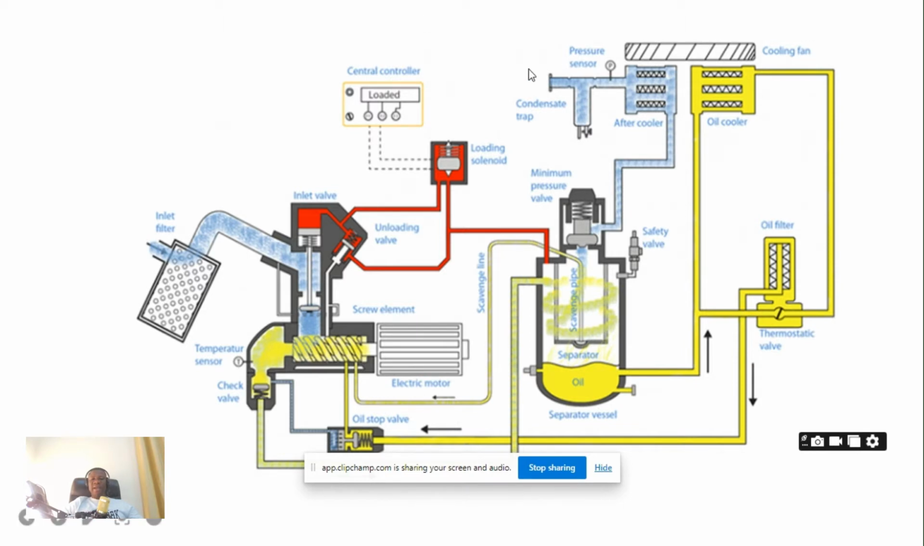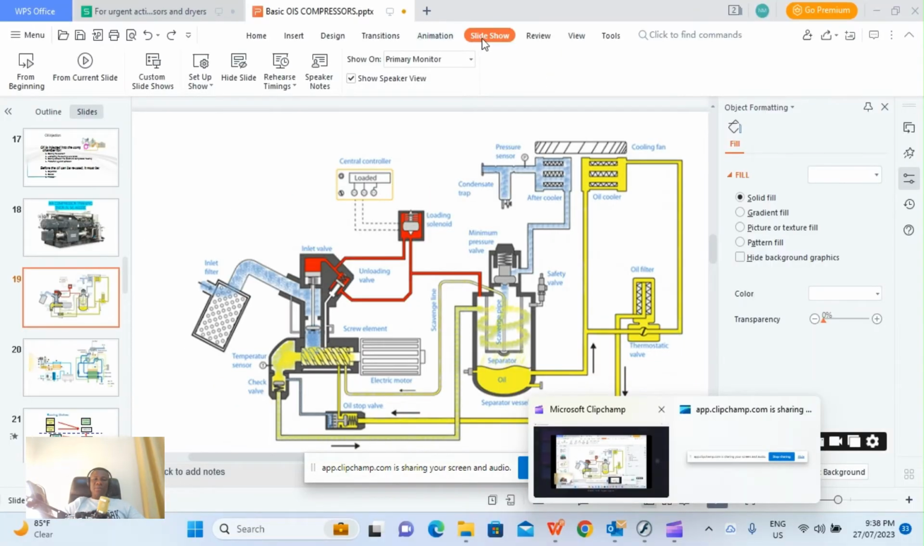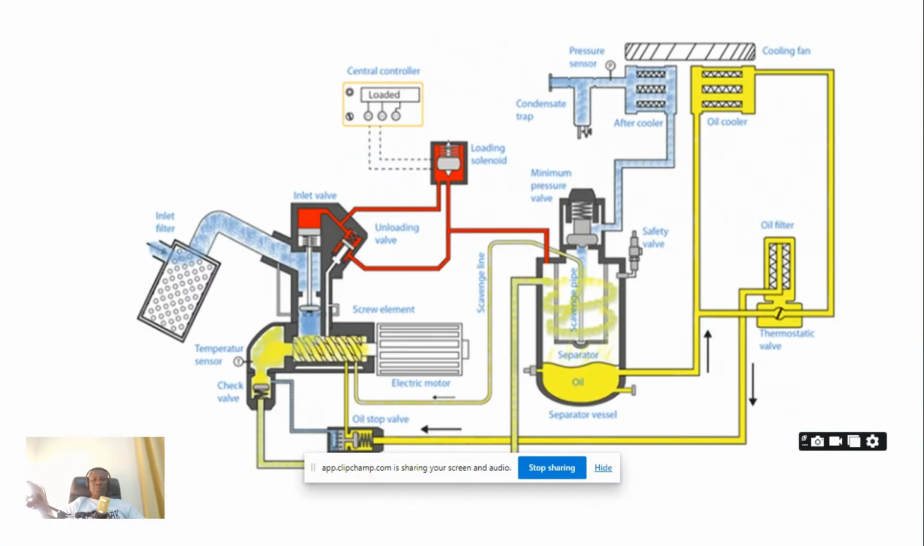Well, this is what we've been studying. This is just the air and oil cycle. This is basically a compressed air system showing both the oil circuit and the air circuit, unlike the ones we saw previously, which was just the air circuit. The blue ones are the air circuits, the yellow ones are the oil circuits, the red one is the control air.